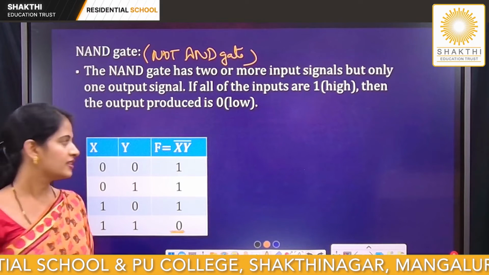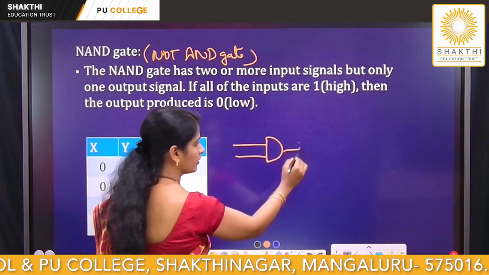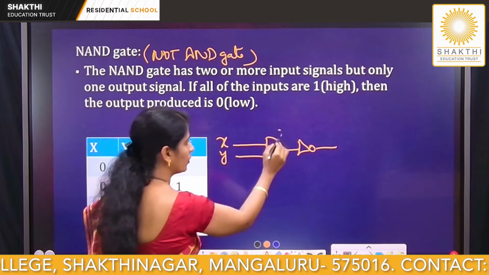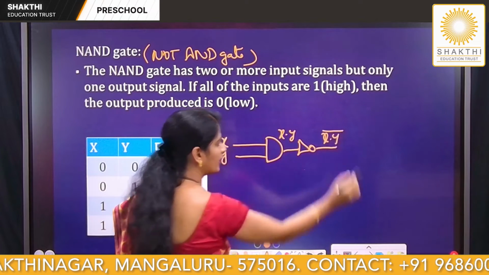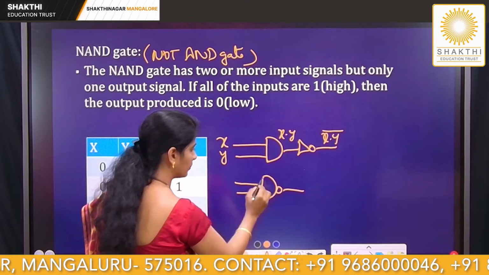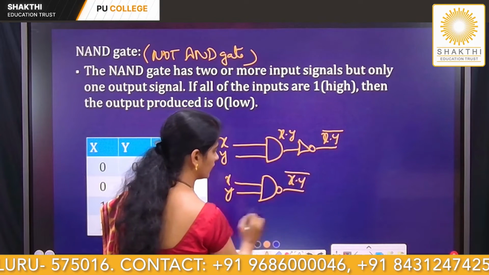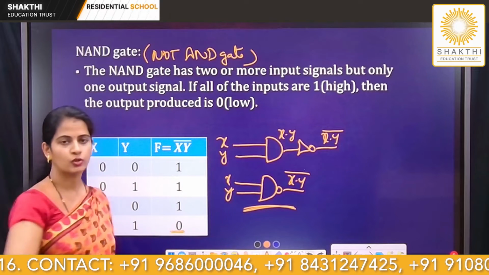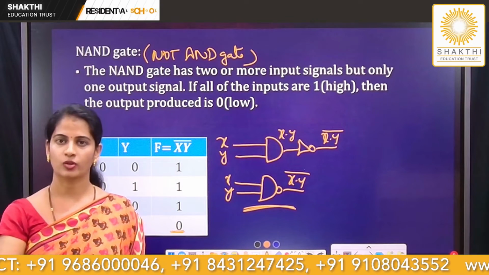So how can you write the symbol? Symbol can be simply written as AND gate followed by NOT, that is X, Y will give you X dot Y and NOT will complement it. This is the symbol used for NAND gate. So you have to write a definition and symbol with truth table for 3 marks. You can expect a 3 mark question plus a 1 mark question from this chapter.